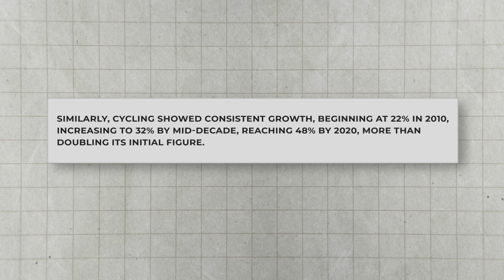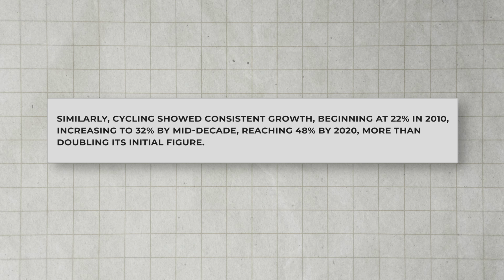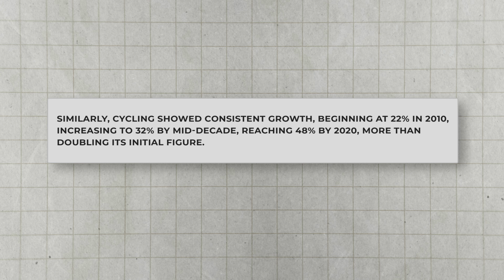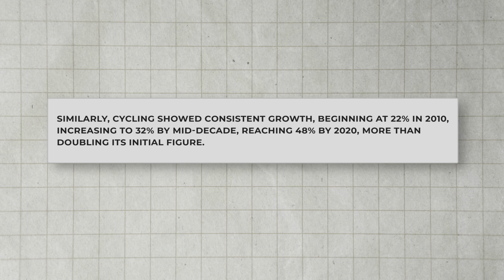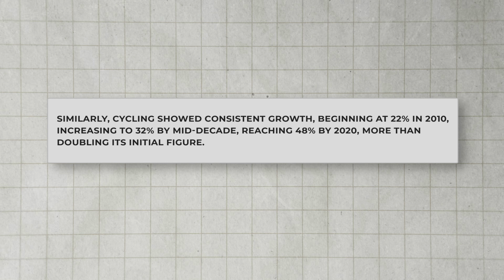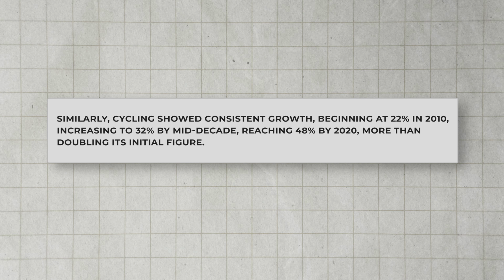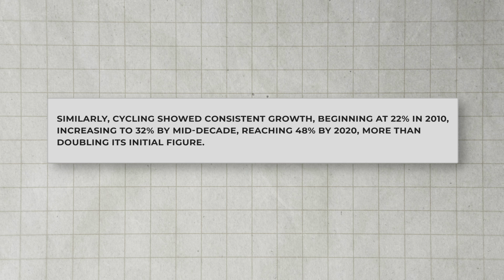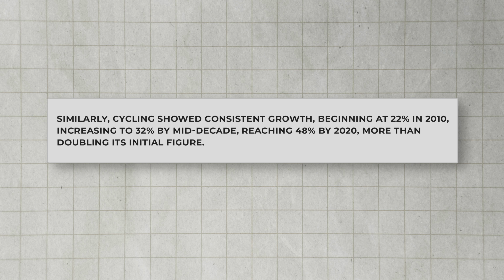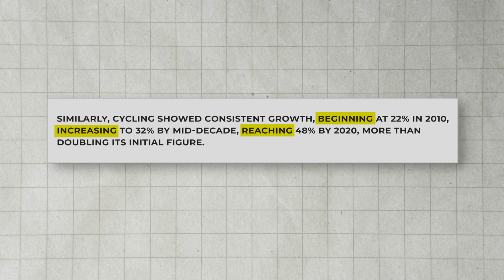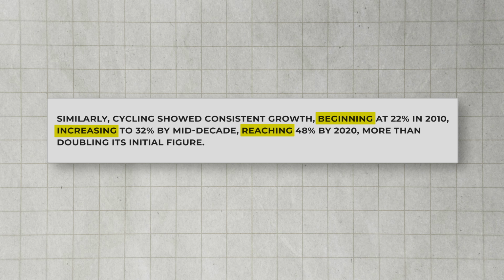Here are a few strategies you can use to show the examiner your grammatical range. Similarly, cycling showed consistent growth beginning at 22% in 2010, reaching 48% by 2020, more than doubling its initial figure. Now, look at this sentence. Do you see how I was able to create a long sentence like this? Every single idea is connected by using a verb plus ing form. Beginning, increasing, reaching. Basically, we're combining some basic sentences to create a more complex sentence.